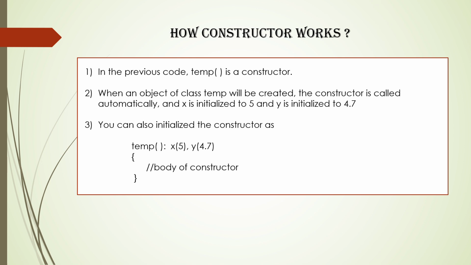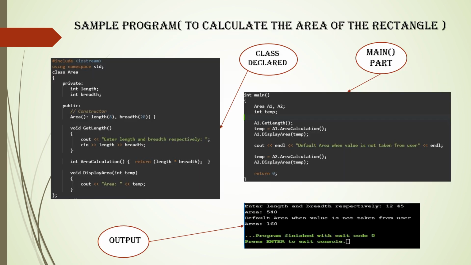Let's see one sample program to understand it more clearly. This program will calculate the area of a rectangle. Class area is created with two data members, length and breadth, and the constructor is defined to initialize length to 8 and breadth to 20. See here, the second method has been used to define the constructor. There are three member functions: getLength, area calculation, and display area, to get the length from the user, to calculate the area, and to display the area respectively.